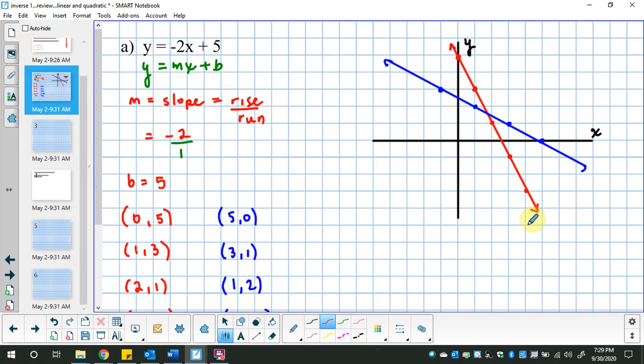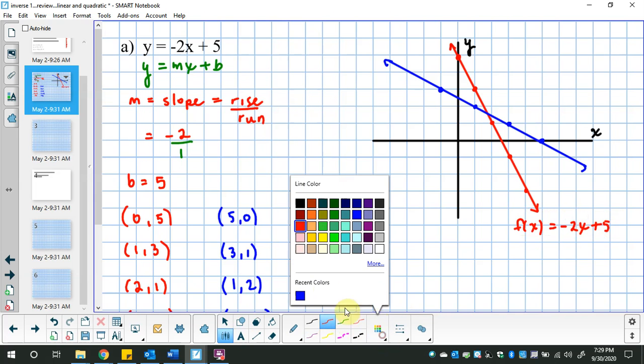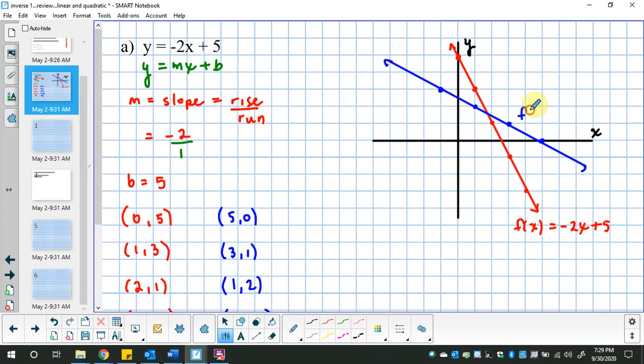So if I go back to the original, I can put its label on it. I'm going to write f(x) equals negative 2x plus 5, y equals negative 2x plus 5. Not that it matters one bit. It means also that I should have a label for this one. So this one will be f inverse of x equals something, but I'm not sure what that something is. I will come back and do that in a minute.